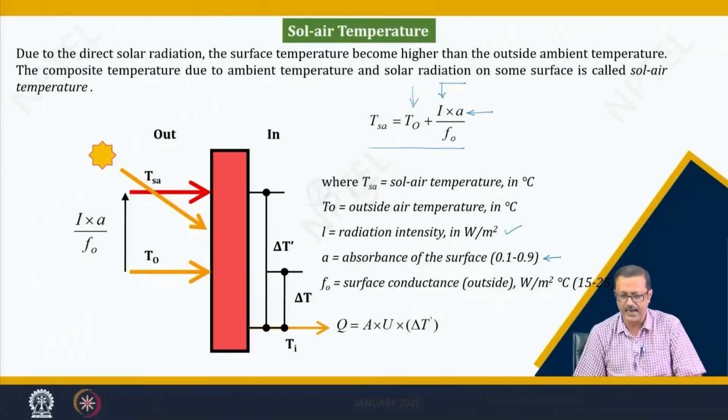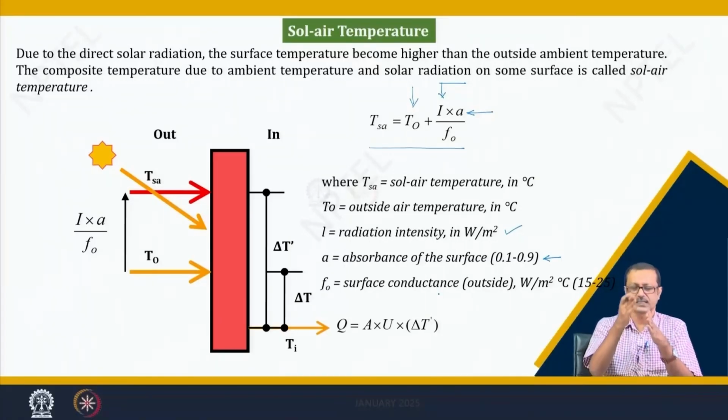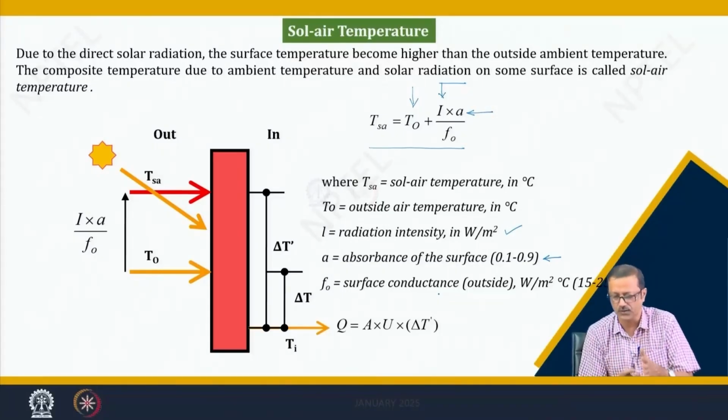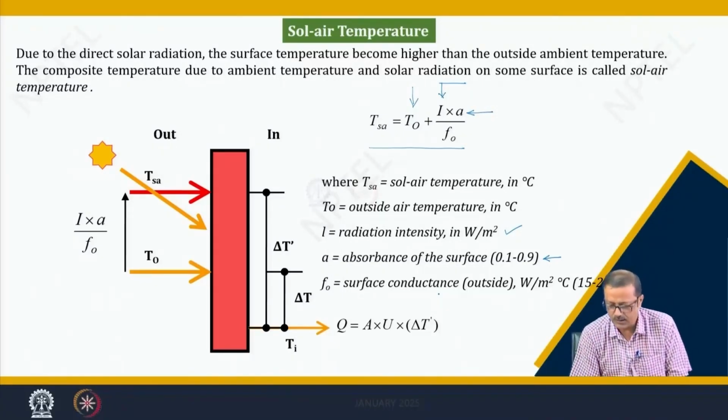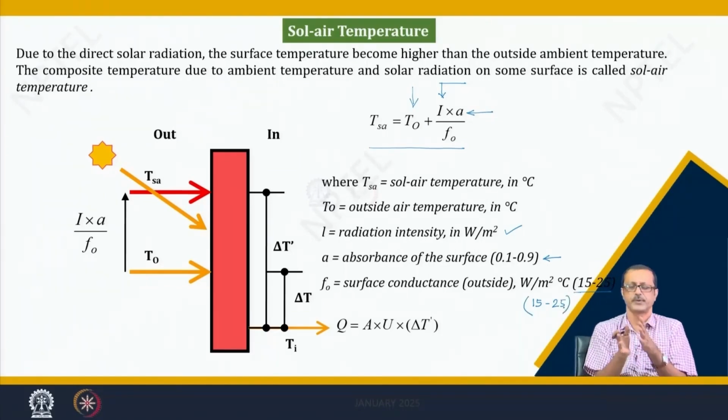So, that is also there, and also the surface conductance, how the surface is conducting the heat, that is also a very interesting phenomenon, because of the thin layer of air or so. That value also depends upon the material. It is given in watt per meter square degree C, and it is around 15 to 25 watt per meter square degree C, depending upon different types of material.